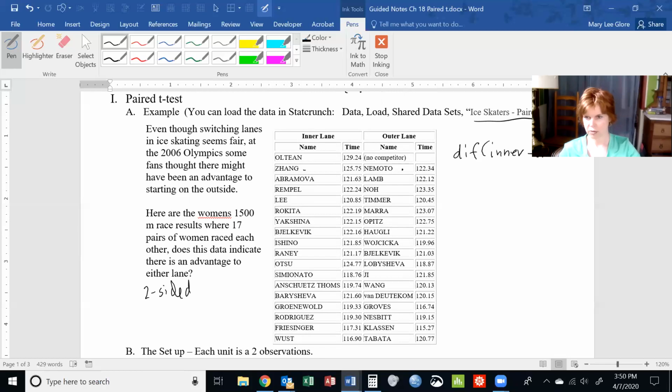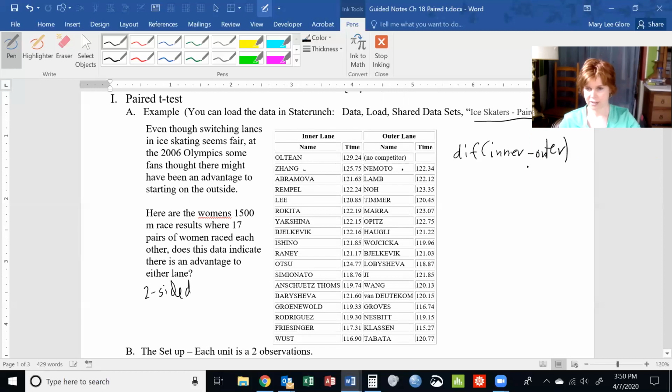I don't know which of those is the left or right, but either way. All right. So for this one, the time for this Zhang Nemoto race, the difference is going to be 125.75 minus 122.34, and that equals 3.41 seconds. So Zhang took 3.41 seconds longer than Nemoto.